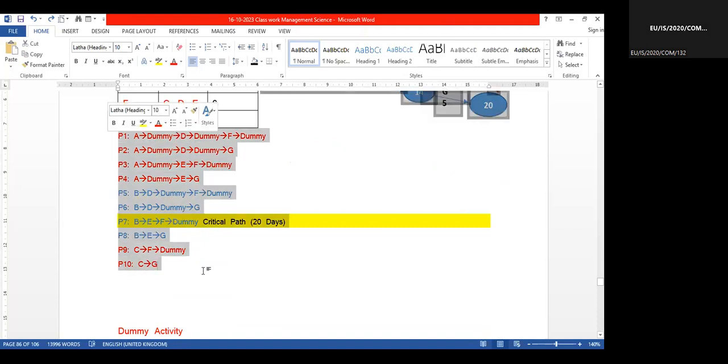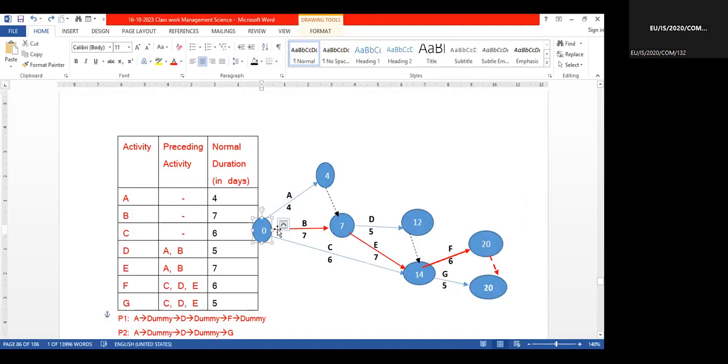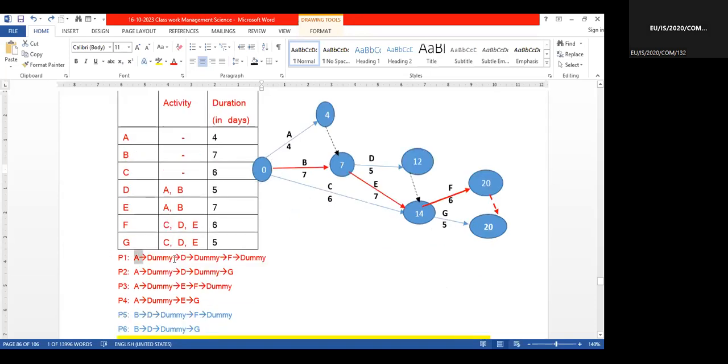Paths are the ways we go from the starting point to the end. Starting point, ending point, how many paths are there throughout this? By looking at these arrow marks, this is one path. This is the path, right? So all the paths are given names. Now I'm asking you to do that homework. What is the duration of path one? How much?